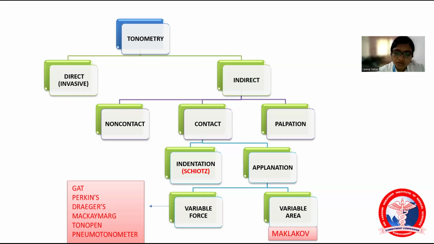In applanation tonometry, we have two types: variable force and variable area. Variable area is Maklakoff. Variable force: Goldmann applanation tonometry, Perkins, Draeger's, Mackay-Marg, Tonopen, and pneumotonometer.